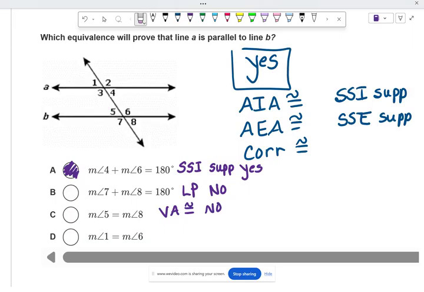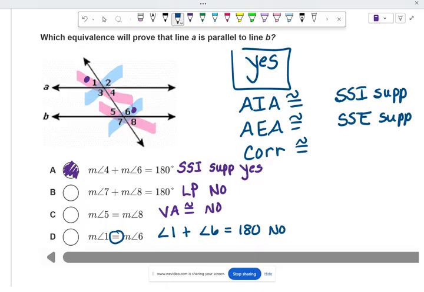And finally, D. Angle 1 and angle 6 are equal to each other. Well, y'all, to do this one, we have to use our colors because they have no special relationship. All right, so let's use our little X. Angle 1 is on pink. Angle 6 is on blue. They should be adding up to be 180. They're being equal, not adding up to 180, so that would be a no.